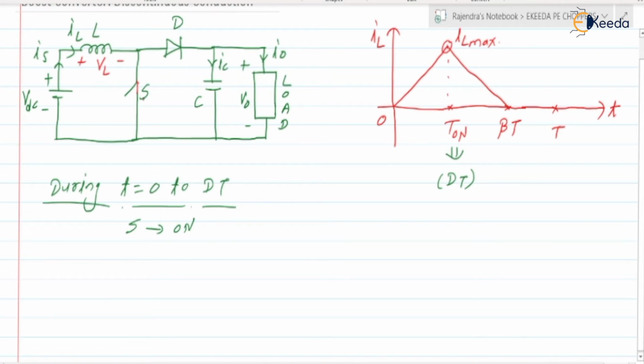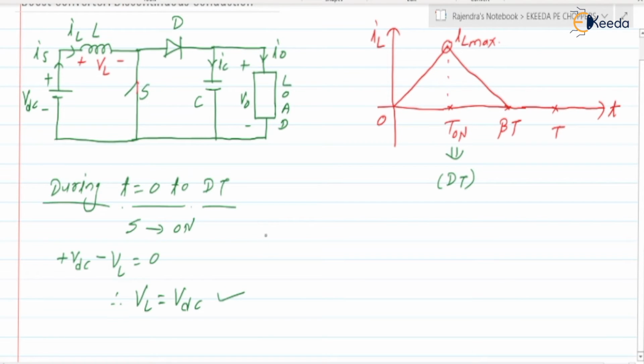Next, what will happen here? If I apply KVL to the loop, it will be plus VDC minus VL is equal to 0. Therefore VL is equal to VDC, that is, the voltage across the inductor is equal to VDC.